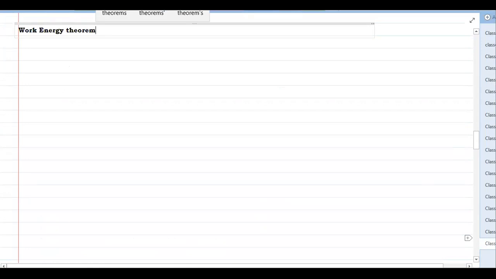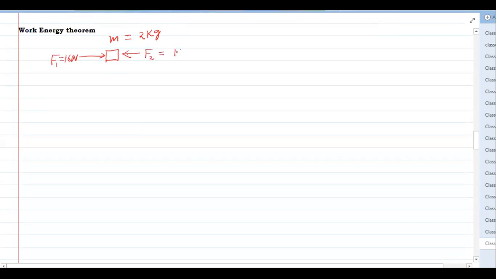Okay, so in work energy theorem we will take a problem and discuss how it is applicable. Suppose we consider an object of mass 2 kg, and it is applied with different forces. Suppose a force F1 equal to 16 newton, and another force F2 equal to 10 newton. These are the two forces acting on this object, and its initial velocity was, suppose, 4 meter per second. Under the influence of these forces, the object is displaced. The displacement is, suppose, 10 meter.